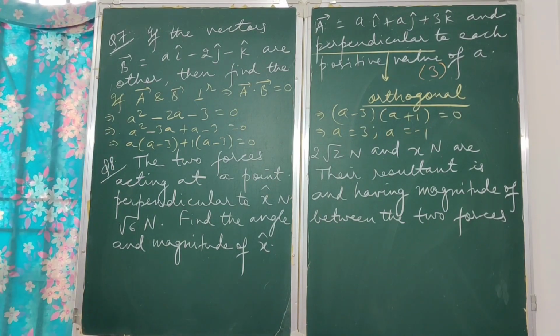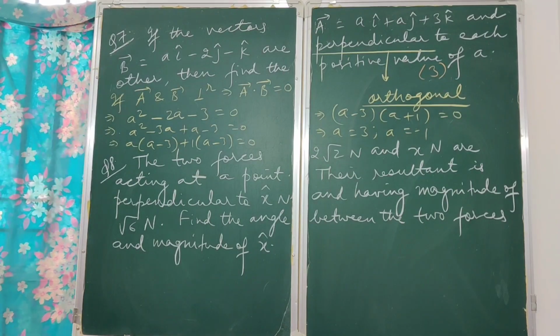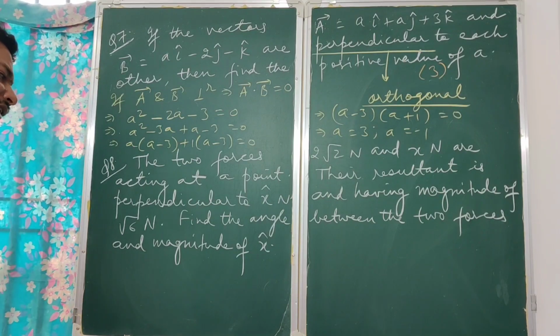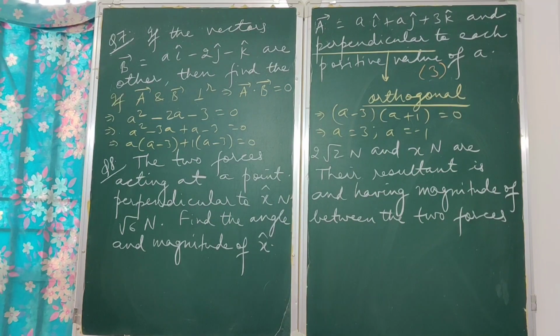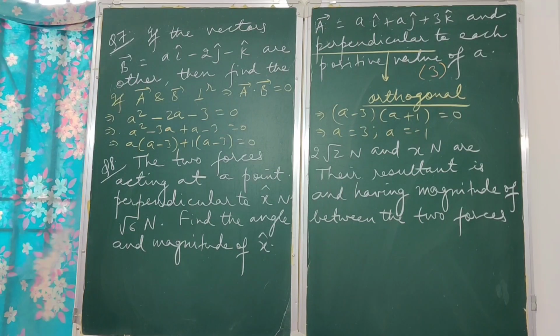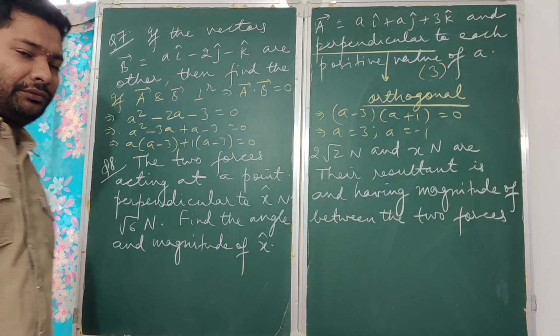The two forces 2 root 2 Newton and x Newton are acting at a point. The resultant is perpendicular to x cap Newton and having magnitude of root 6 Newton. Find the angle between the two forces and magnitude of this vector.